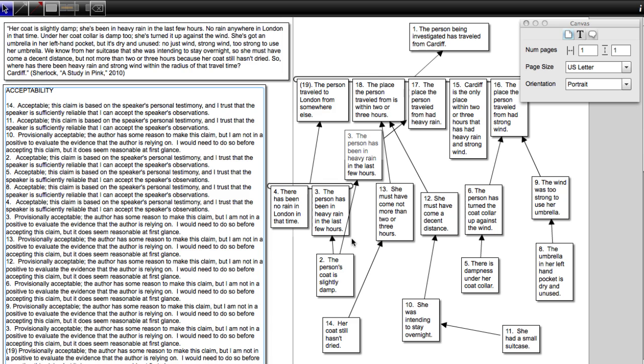Okay? So I have done every single premise, taken them all individually, even though I saw some patterns, and made the best judgments I could. So that's a good example of step 5.